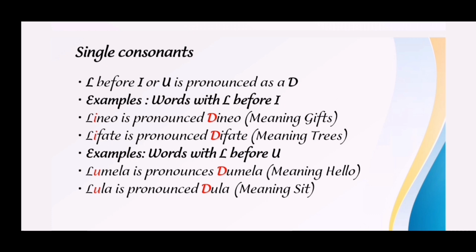So these variations of L are only used in Lesotho. So when you are in Lesotho, you're always going to use the letter L as a D whenever it is followed by I or U. But when you are using Sesotho in South Africa, the letter L never changes to a D. So it's just used as an L.